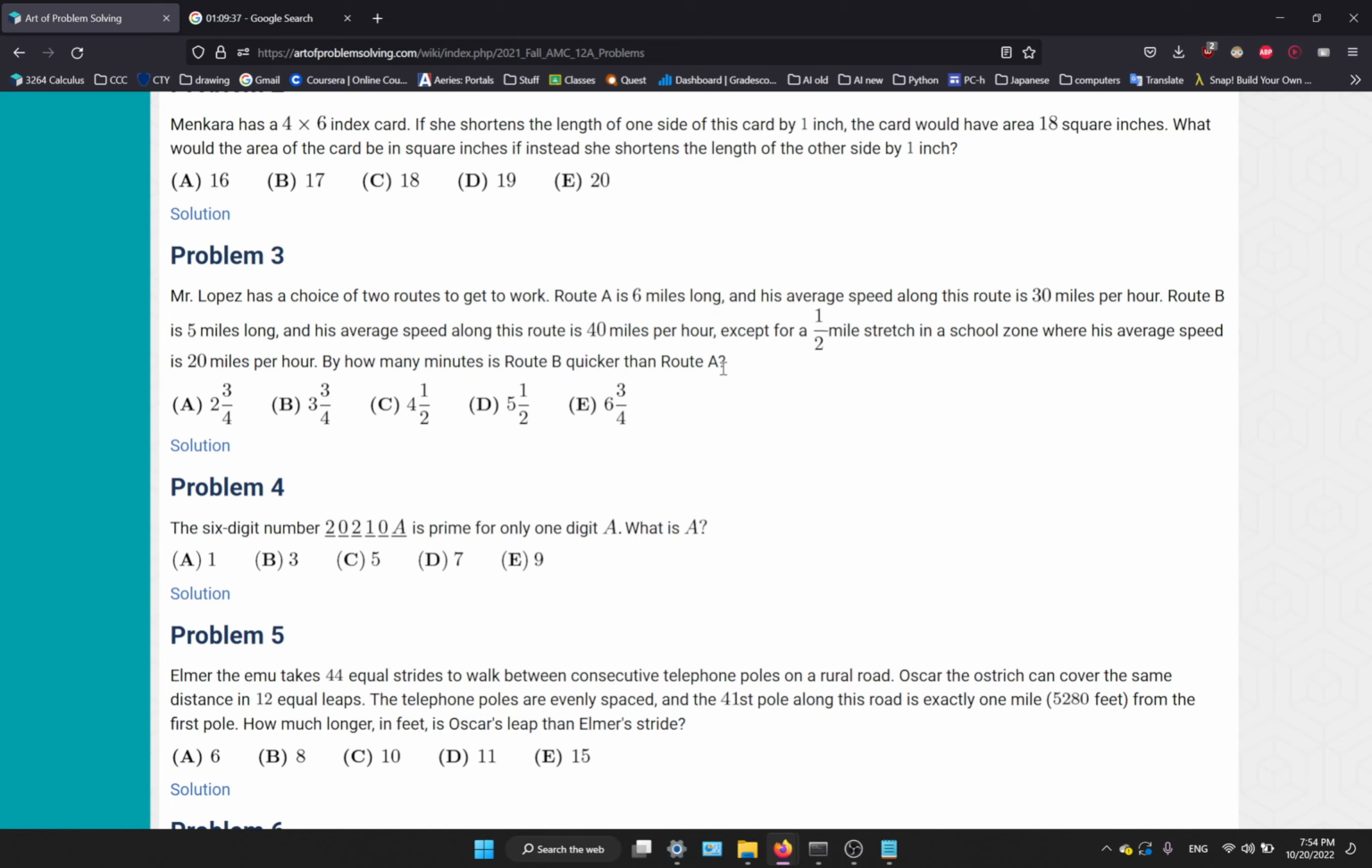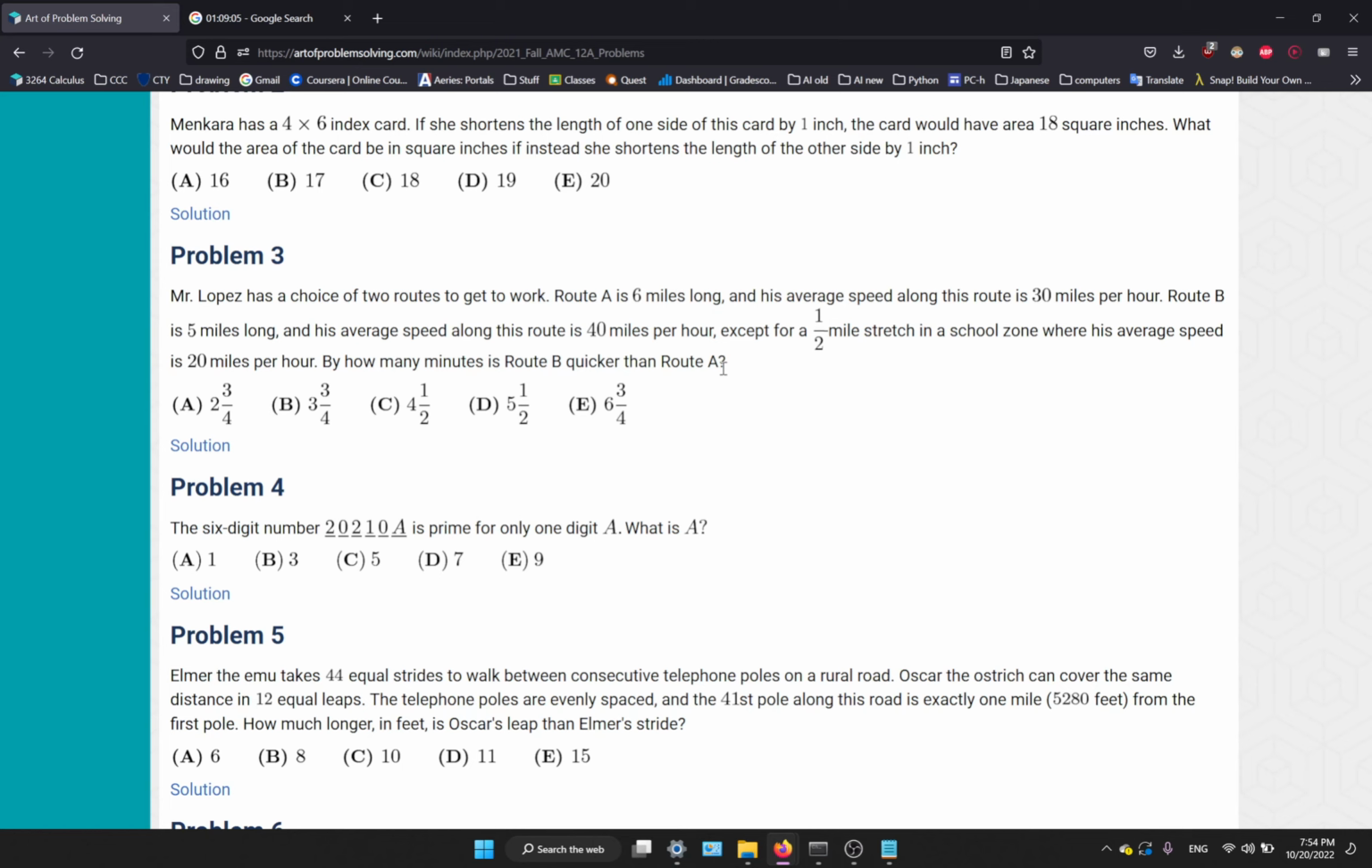Okay, so for Route A, we've got 6 miles of road. That's our distance, and our speed is 30. So what's our time? 6 divided by 30. Yep, 6 miles divided by 30 miles per hour, which gives us 1/5 hours, or 0.2 hours for Route A.